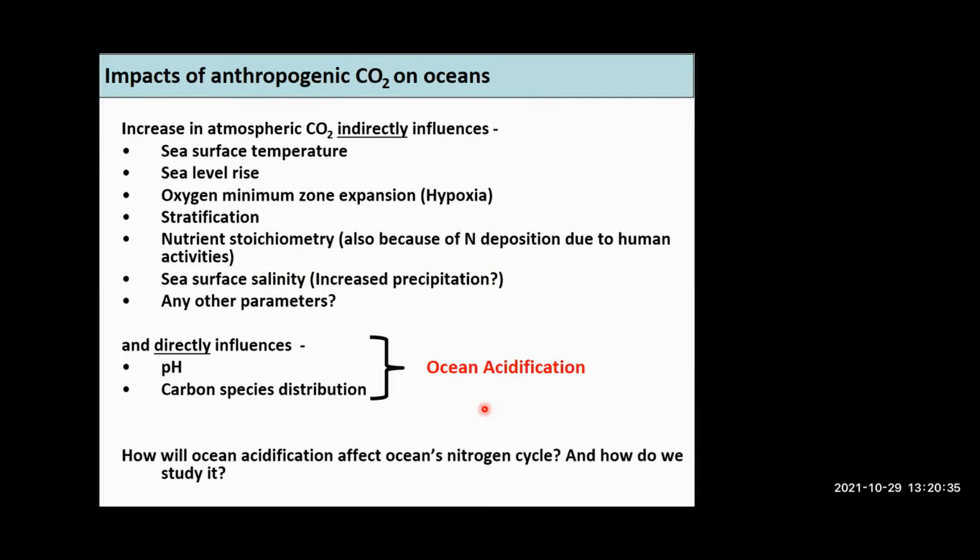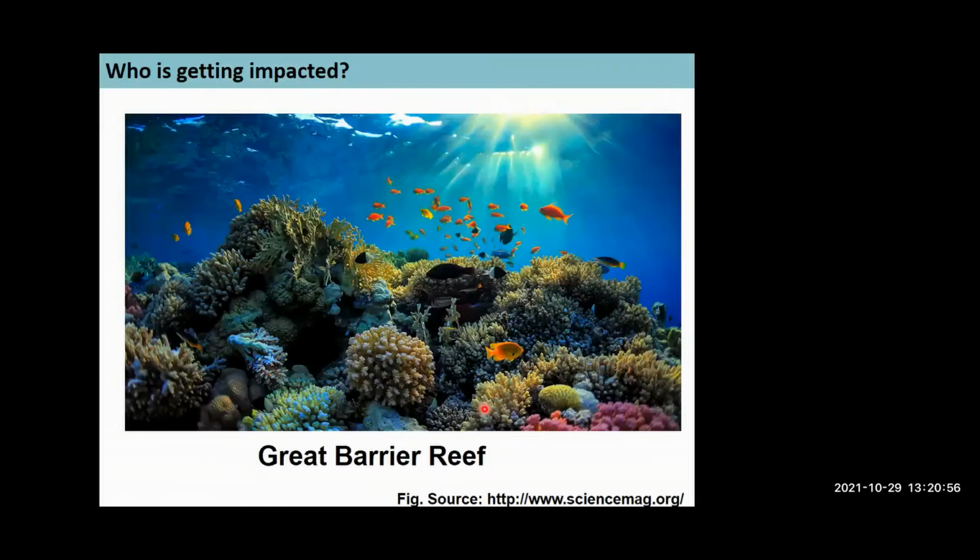So my research in the last 4-5 years has been to understand the impact of this ocean acidification. You can also call it the impact of high CO2, and how it affects the ocean nitrogen cycle, and how do we study it? And the question is, why should we care about the nitrogen cycle? And who's getting impacted?